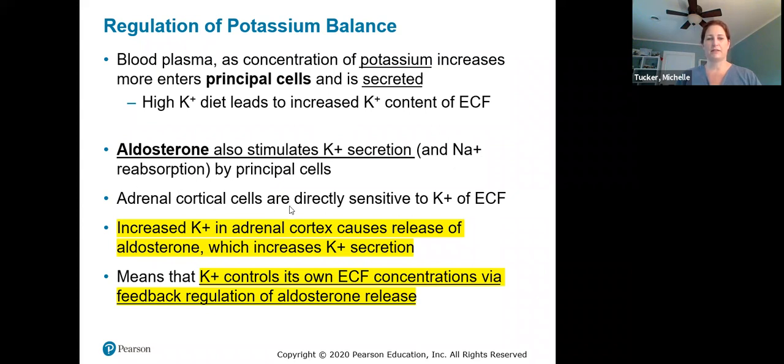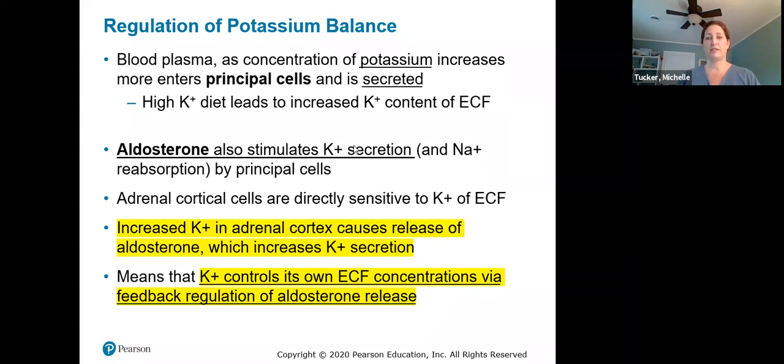Adrenal cortical cells are directly sensitive to the extracellular concentration of potassium. When the adrenal cortical cells sense an increase in potassium concentration, then the adrenal cortex will release aldosterone. And aldosterone will reabsorb sodium, but it also increases potassium secretion.